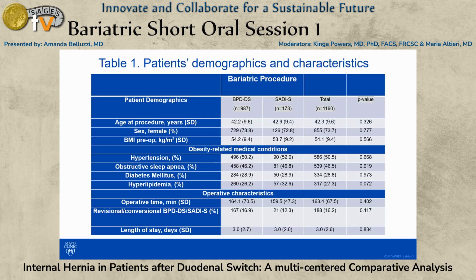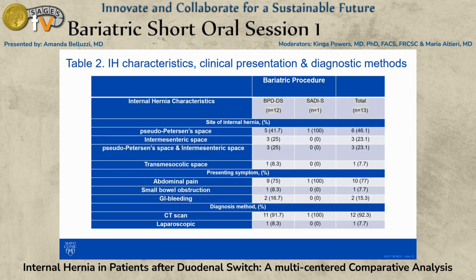We have to say that all cases were surgically managed with hernia reduction and mesenteric defect closure with no further surgical intervention. As you can see from the first table, we collected all patient demographics and their characteristics, and we need to point out one aspect, that there was not a statistically significant difference between the two groups in terms of patient demographics, obesity-related medical conditions, and operative characteristics in terms of operative time and length of stay.